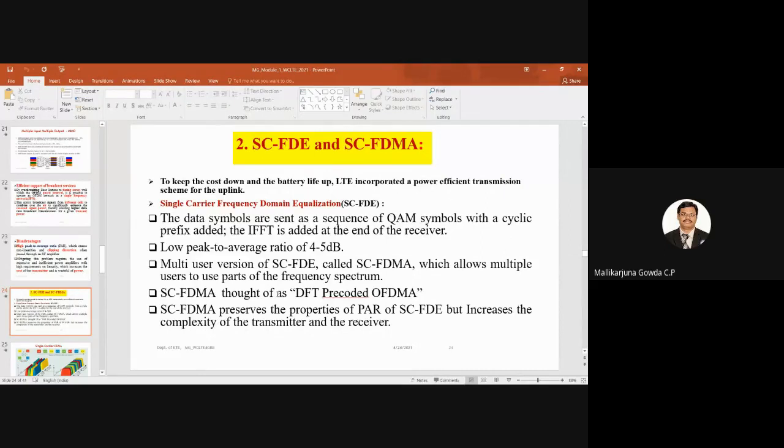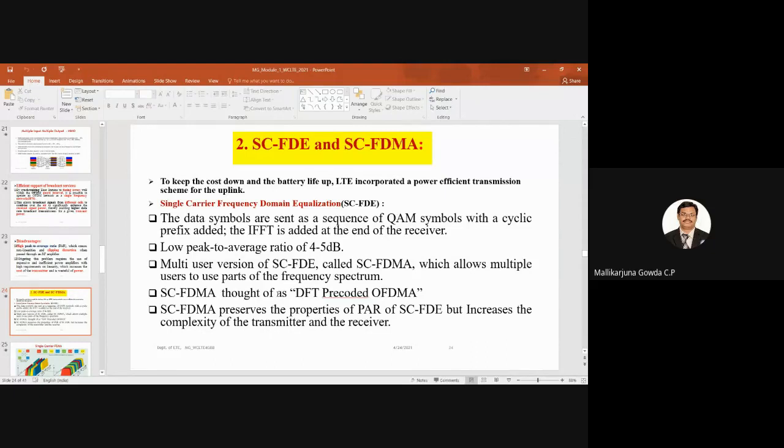So that means LTE has incorporated a power efficient transmission scheme for the uplink. This is especially for uplink. Uplink means what? From your mobile station, that is your user equipment, also known as mobile, to the base station. So I cannot afford to use OFDM in the mobile. It can be afforded in the base station because its capacity is big. We can use a high cost power amplifier there, not in the handheld device.